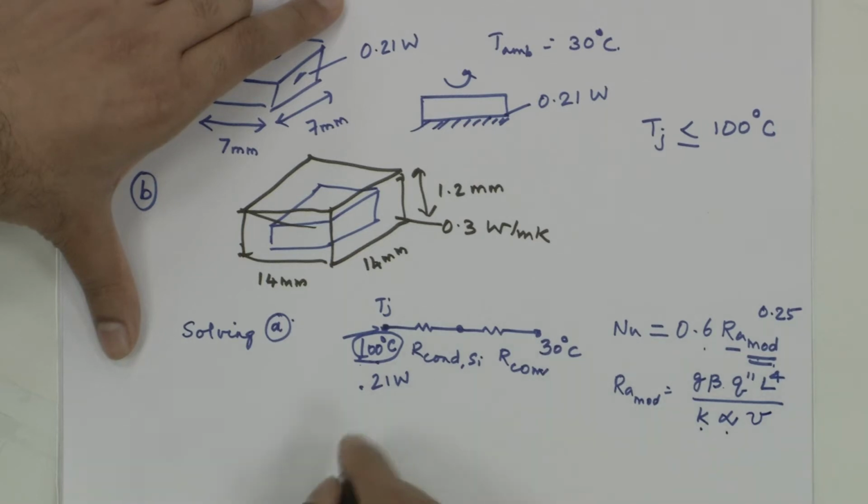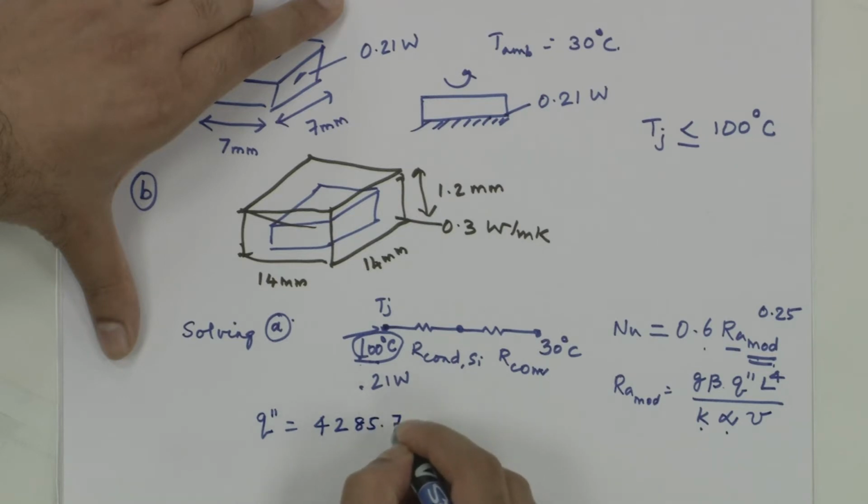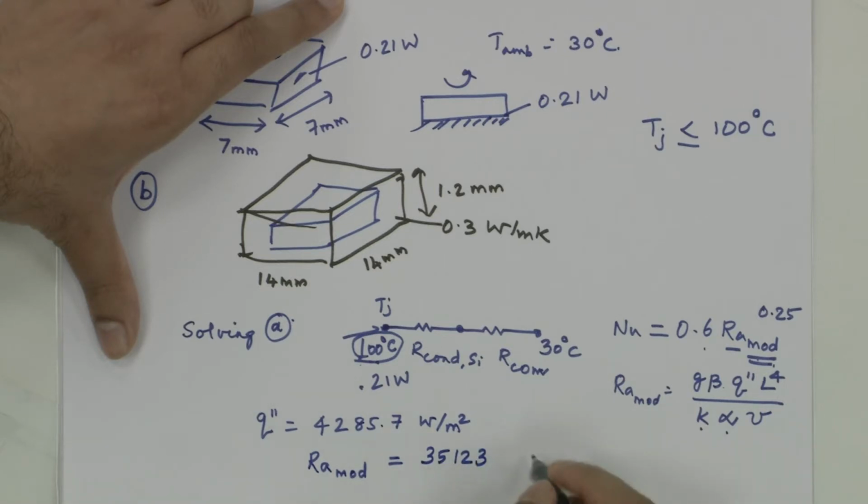If you calculate the flux dissipated by this device over the 7 mm by 7 mm area, it turns out to be 4285.7 watts per meter square. Based on this, if you calculate the Rayleigh number using the modified definition and the properties of air, it turns out to be 35,123. Using this Rayleigh number in the Nusselt number correlation, we calculate a Nusselt number of 8.2.